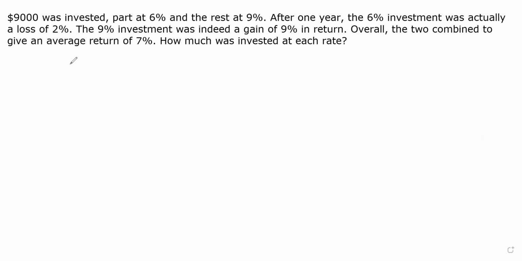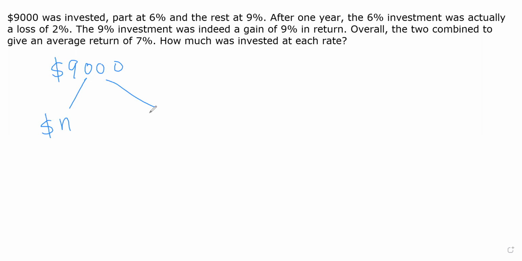Okay, so $9,000 is initially split into two parts: a part at 6% and a part at 9%. Let's say N dollars is to be invested at 6%. How much money is to be invested at 9%?